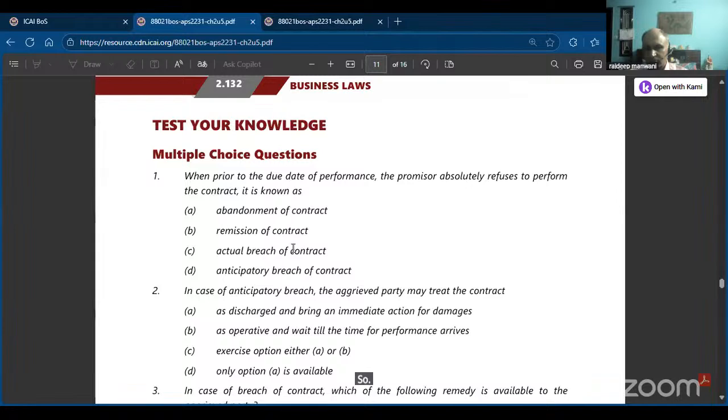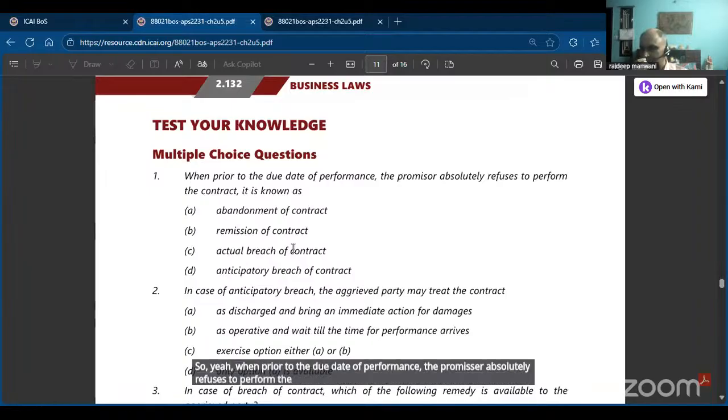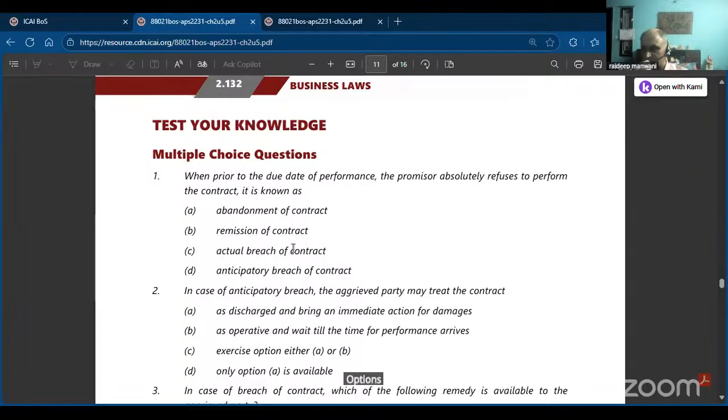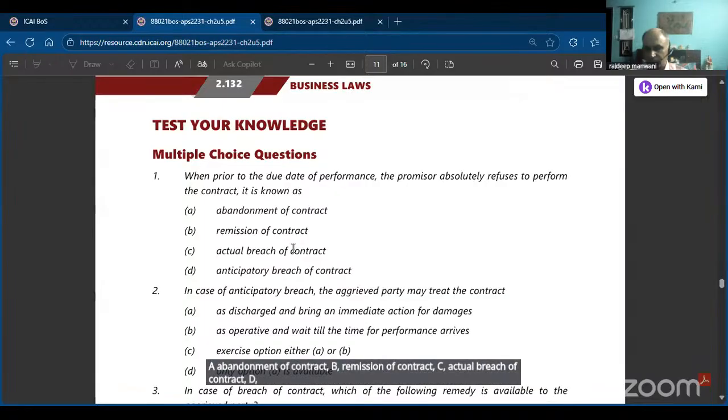When prior to the due date of performance, the promisor absolutely refuses to perform the contract, it is known as: A. Abandonment of contract, B. Remission of contract, C. Actual breach of contract, D. Anticipatory breach of contract. Diksha?